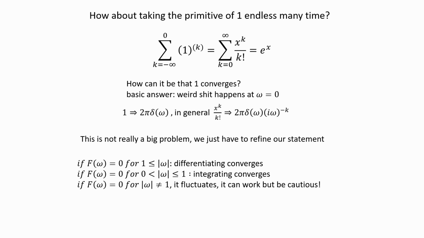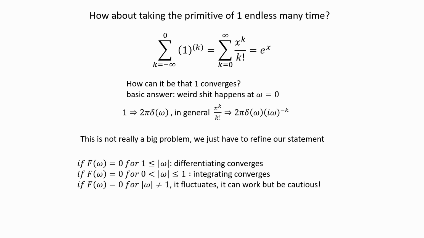But we just have to refine our statement because there is not a lot of freedom at omega is equal to 0. The only thing that you can plug in are constants. And since you already know that if you integrate this infinite amount of times, you get e to the power x, and if you were to differentiate, you would get 0, we do not have a problem because we already have all the information that we need to set up our rules.